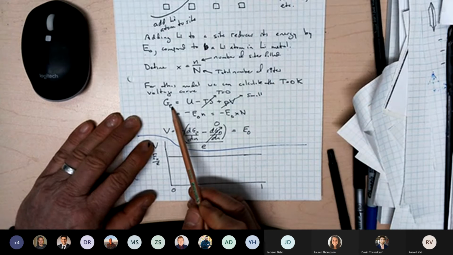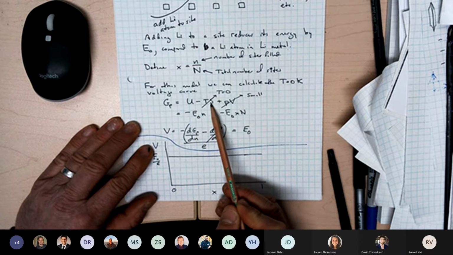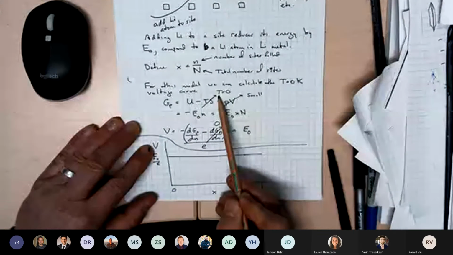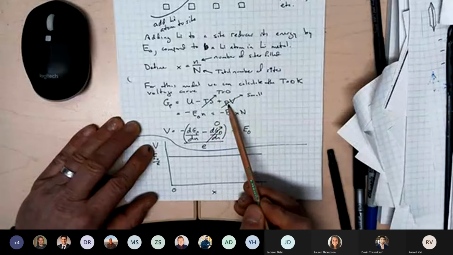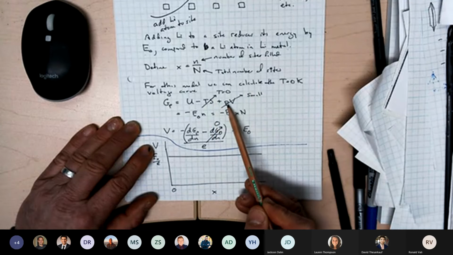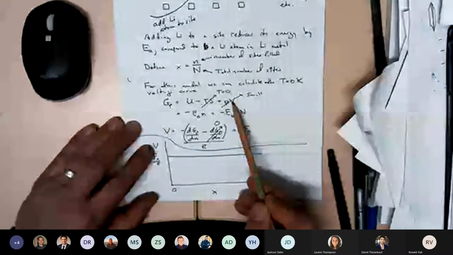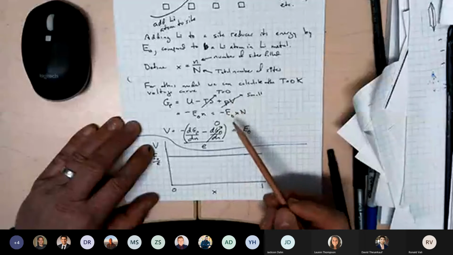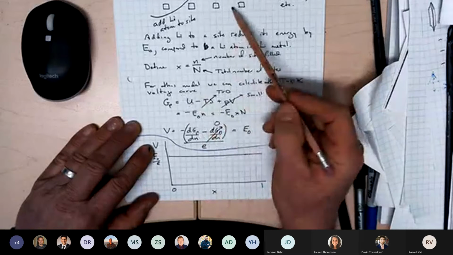The free energy of the positive electrode is equal to the internal energy minus the temperature times the entropy. The temperature is 0 at T equals 0, so that term goes away. And the Gibbs free energy has a PV term. But if the applied pressure is very small, this is negligible. So this V is volume, not voltage here. And what is the internal energy of this system?